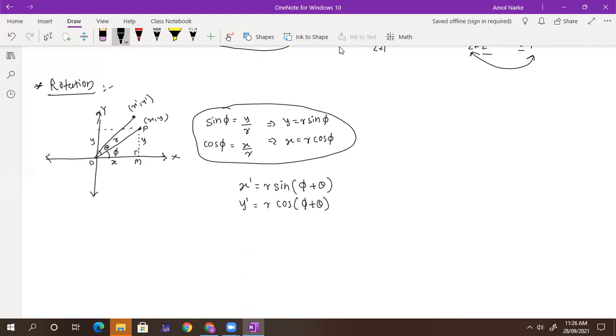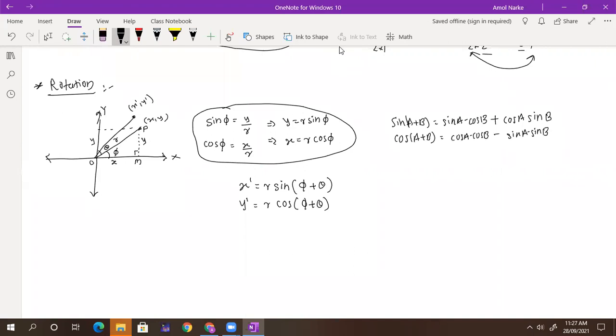Now tell me, what is the formula of sine A plus B? Sine A cos B plus cos A sine B. And what is cos A plus B? Cos A cos B minus sine A sine B.